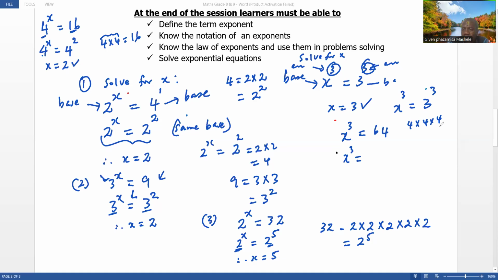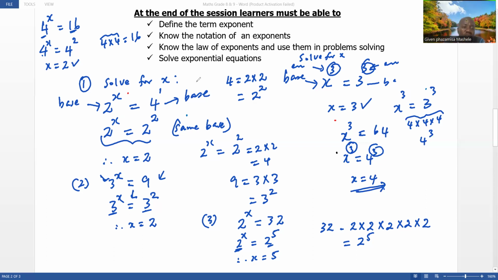But how many times is this? 3 times. So it's 4 to the exponent of 3. Now you see that the exponents are the same. Obviously, if the exponent is the same, it means even the bases are also the same. But we'll do an example based on this. We'll also create a video where we're solving questions now, because now you understand the laws.